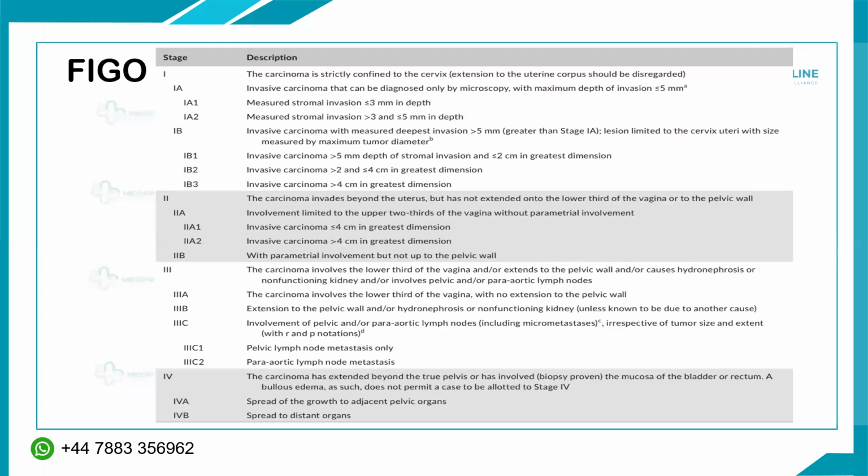Now 3C are the lymph nodes. So 3C is divided into type 1 if only the pelvic lymph nodes are involved. If it goes beyond that, it's 3C2, which is paraaortic lymph nodes. Now stage 4 is when your extension is occurring to the adjacent pelvic organs like the bladder as well as the rectum. But this doesn't include the edema. It has to be the mucosa. These have to be biopsy proven that the mucosa of the bladder and rectum are involved. So that is 4A, and 4B is distant organ spread.